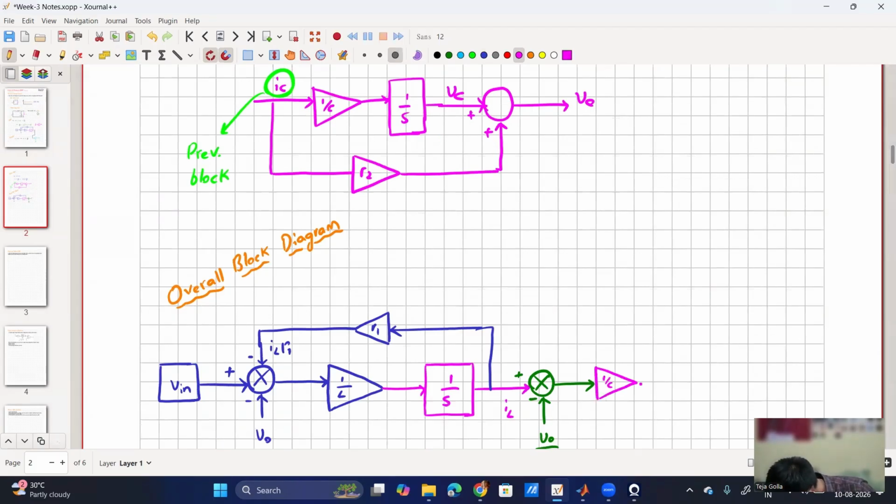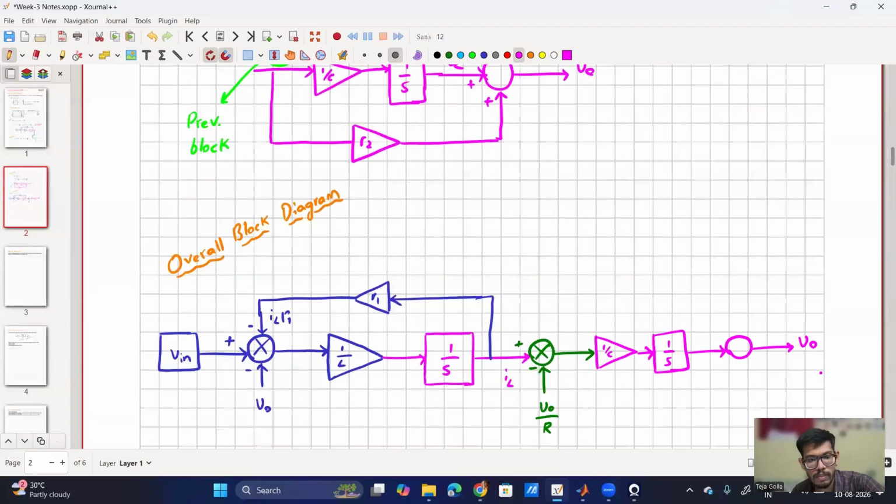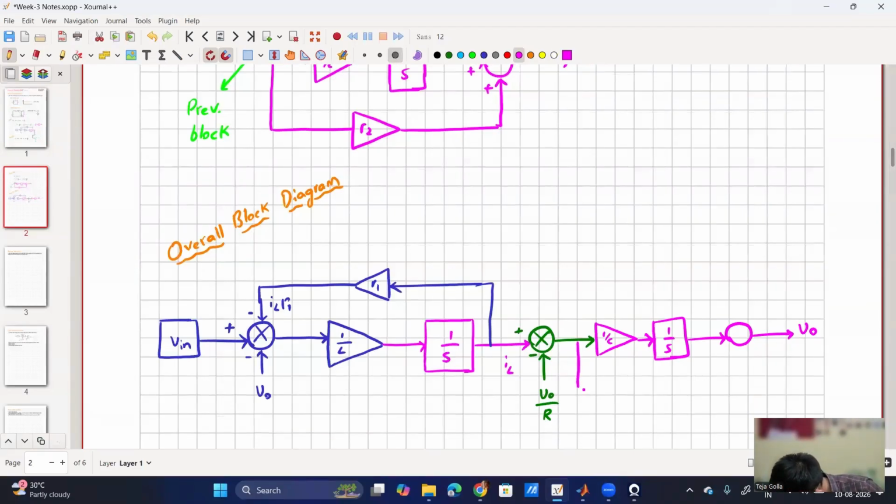We have 1 by C, then we have 1 by S, then the output is V0, then plus an R2. So from here I will have R2, then I'll add it over here. This is plus. So this is the overall block diagram.